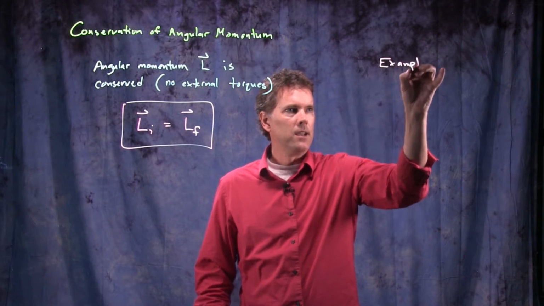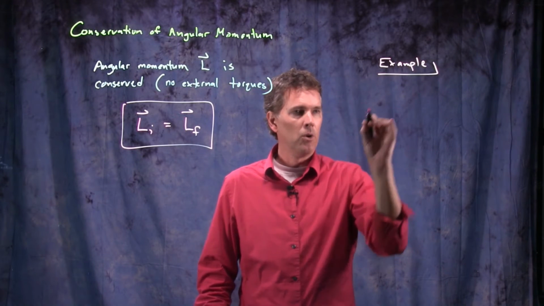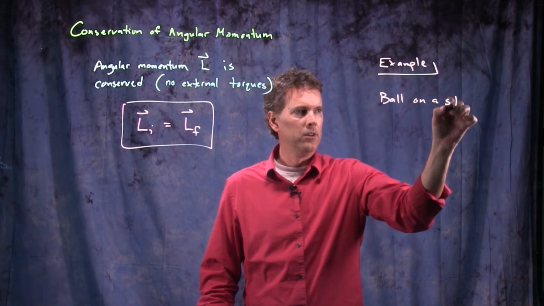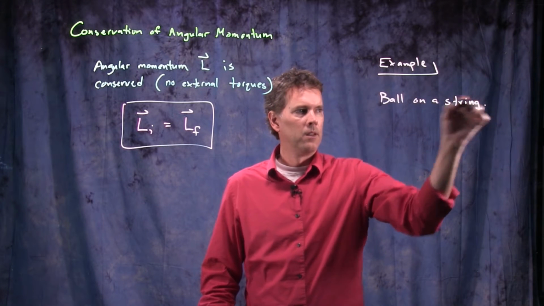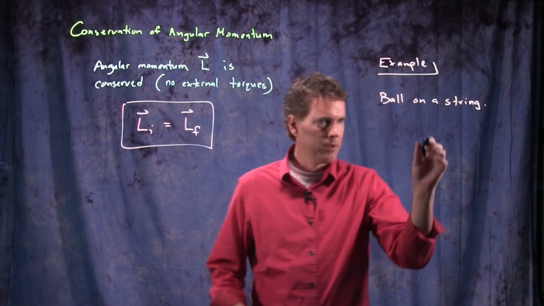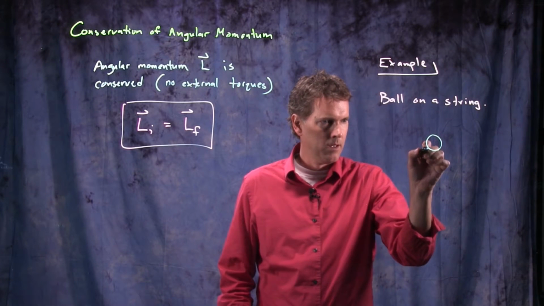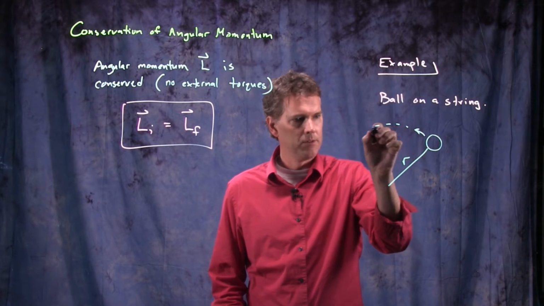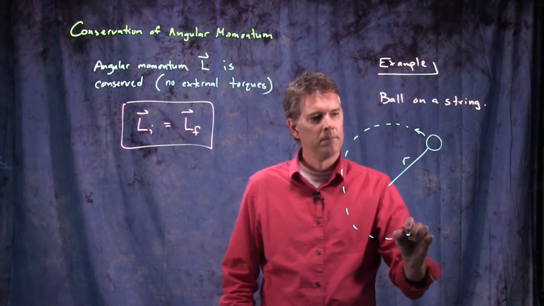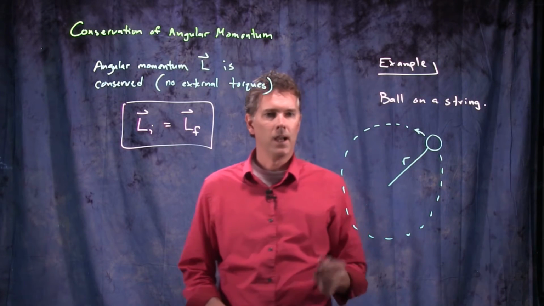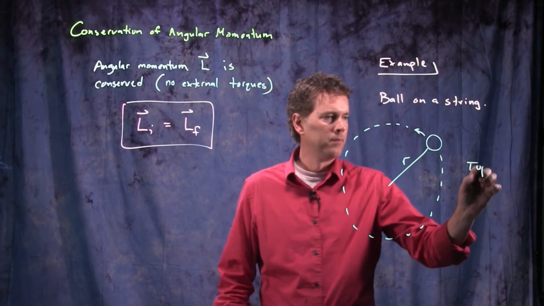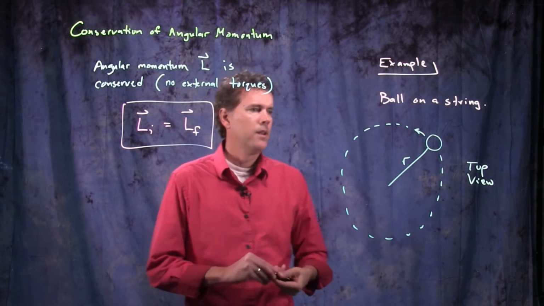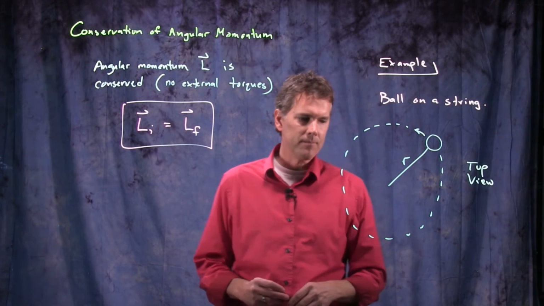All right, so let's try a very simple example. Let's say that we take our good old ball on a string. Okay, we love this example because it's easy to do. Here's our ball on the string. It's going around like this in a circle. Okay, and this is a top view. So we're spinning the ball around in a horizontal circle, and we're looking at it from the top.